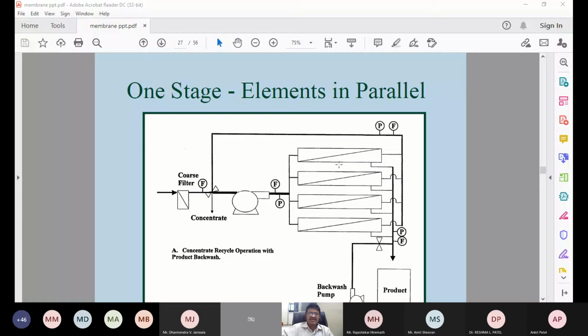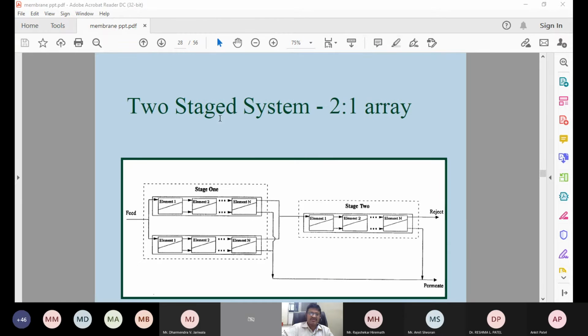Now this reverse osmosis can have elements in parallel, many reverse osmosis units in parallel, or you can have a two-stage system, 2:1 array. Okay. In a two-stage system, 2:1, stage 1 has more RO units and stage 2 fewer, because in stage 1 more TDS will be there, so it will be removed here, and then in stage 2 less TDS will be there, so it will be removed like this. So a two-stage system can also be used.